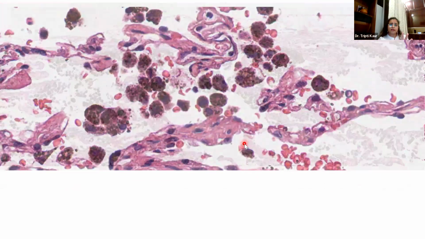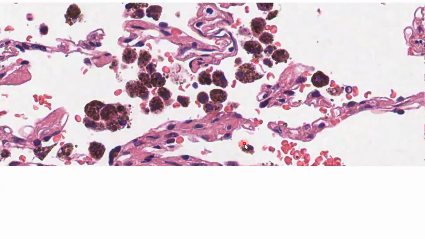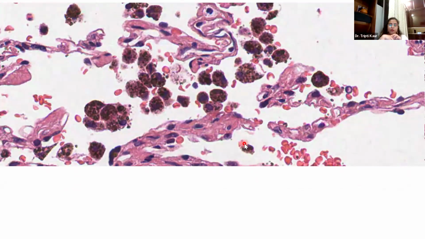Do you want to have a closer look at these macrophages? The pigment is actually brown. It's not looking anthracotic to me. Any hemorrhage that we will have to rule out, ma'am, because there could be hemosiderin-laden macrophages. So yes, DAD. Very good, very good.